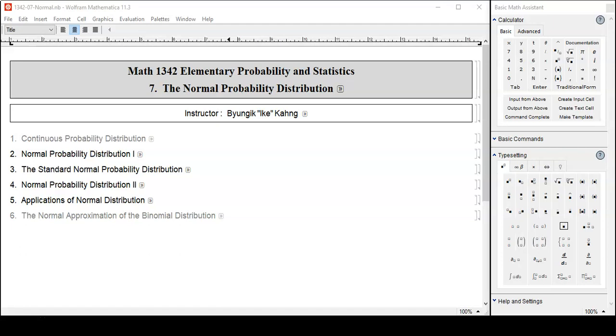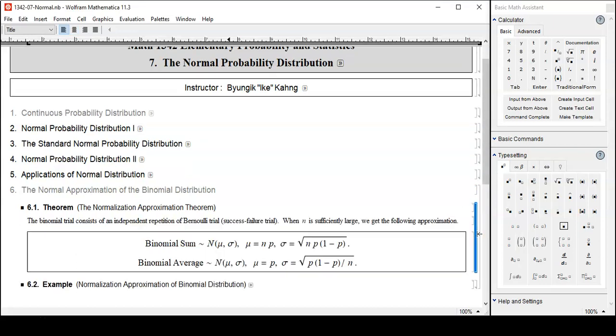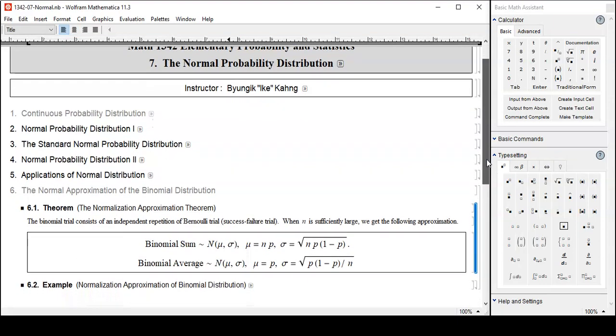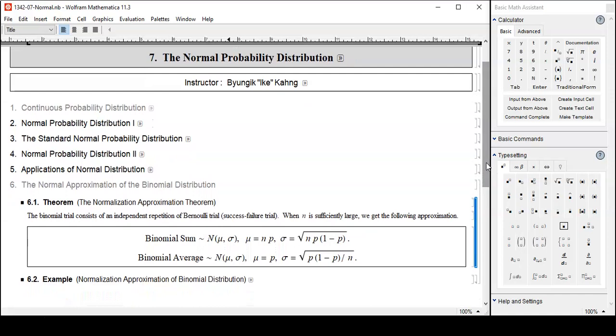Okay, let's begin. The normal approximation of the binomial distribution. What is binomial distribution? Does everybody remember? A binomial random variable is an independent repetition of Bernoulli trial, which consists of success, failure, and nothing else. For example, toss a coin 100 times. It's an independent repetition of head, tail, nothing else. The probability is 1/2. There goes an example of binomial.